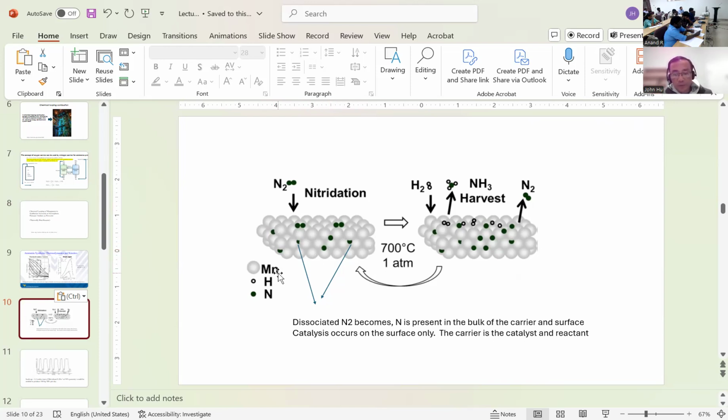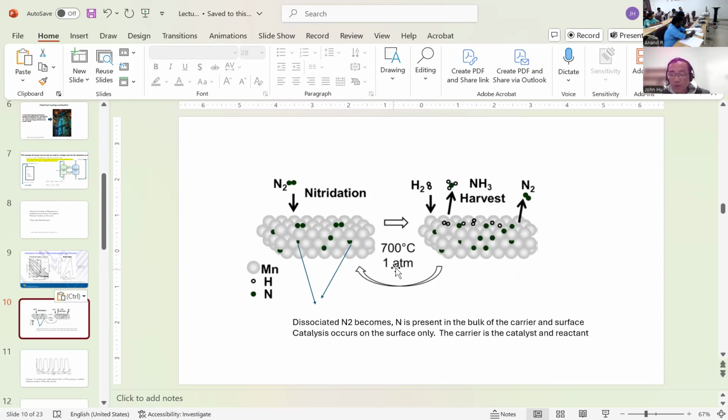Okay, form the nitride, and that is the so-called nitridation process. Pay attention to the cartoon: N2, two nitrogen together, some stay on the surface. Only those that go into the bulk, the next layer, the subsurface, become the nitride. See, this is a single black dot, it has become nitride. So I make notes here: dissociate N2 becomes N, present in the bulk of the carrier and the surface. The surface has N2, but the majority is in the bulk.